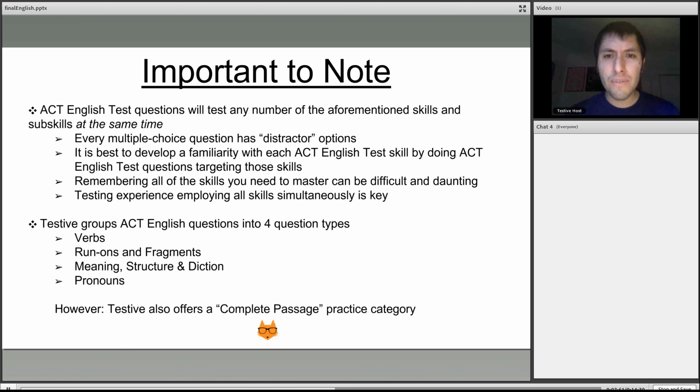So Testive is going to group ACT English questions into 4 question types, and these are the only question types that you will see us refer to. And these are verbs, run-ons and fragments, meaning, structure, and diction, and pronouns. Now, we do also offer a complete passage practice category in the spirit of encouraging that you practice all of these things simultaneously. Now, what does this mean? Why are we talking about this?